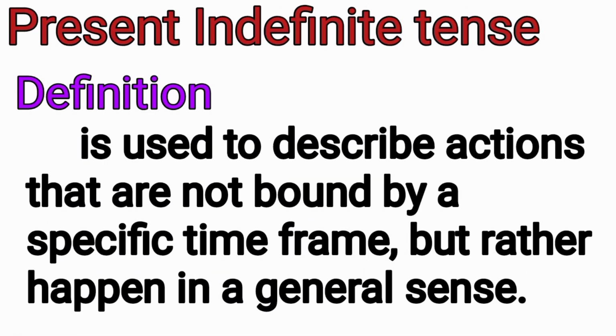Present and definite tense definitions. We use the present and definite tense to describe actions that are not bound by a specific time frame but rather happen in a general sense. But I will share another definition. I think it looks a little tough, but if you learn it, it will be better for you. So I will share.